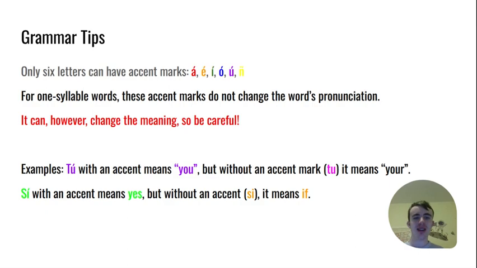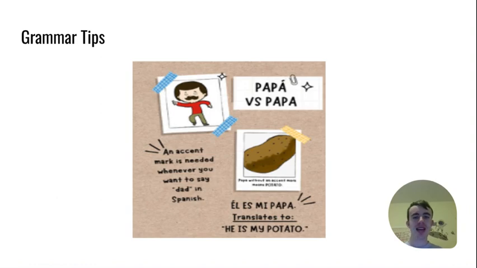Eñe. And remember that when you encounter a one-syllable word, don't think too much about the pronunciation. It does not change when you put an accent mark on the word. It does, however, change the meaning, so be careful. You might already know the pronoun tú, which means you, but if you remove the accent mark, it means your. Similarly, sí with an accent means yes, but this goes back to one of our transition words. Without an accent, si means if. Don't get confused. You don't want to confuse your dad with a potato.